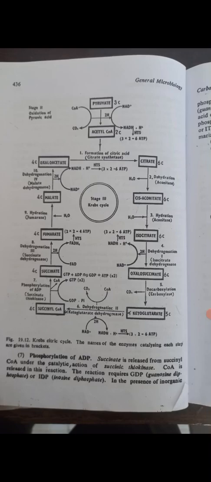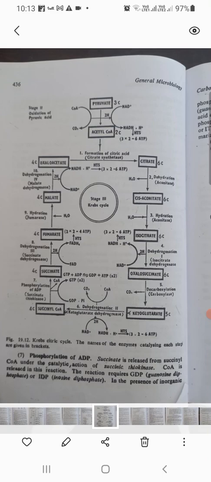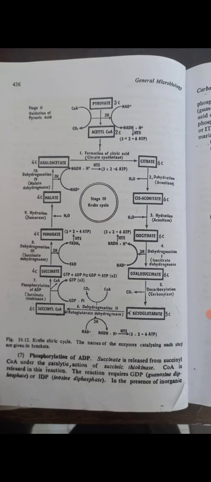In the eighth reaction, that is dehydrogenation reaction, again we have FAD converted into FADH2. Here 2 FADH2 were produced, giving you 4 ATP molecules. Then in the 10th reaction, the dehydrogenation of malate to oxaloacetate, NAD is converted into NADH2, giving you 6 ATP molecules. Actually, in these reactions, a total of 30 ATP were produced.